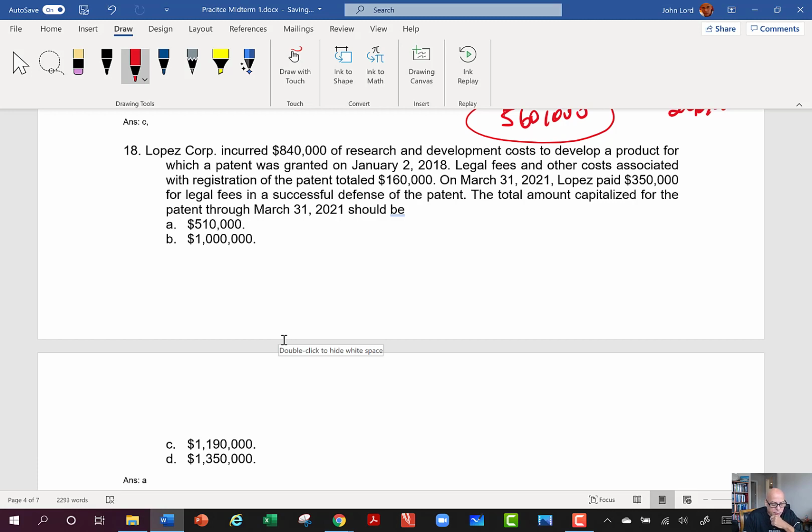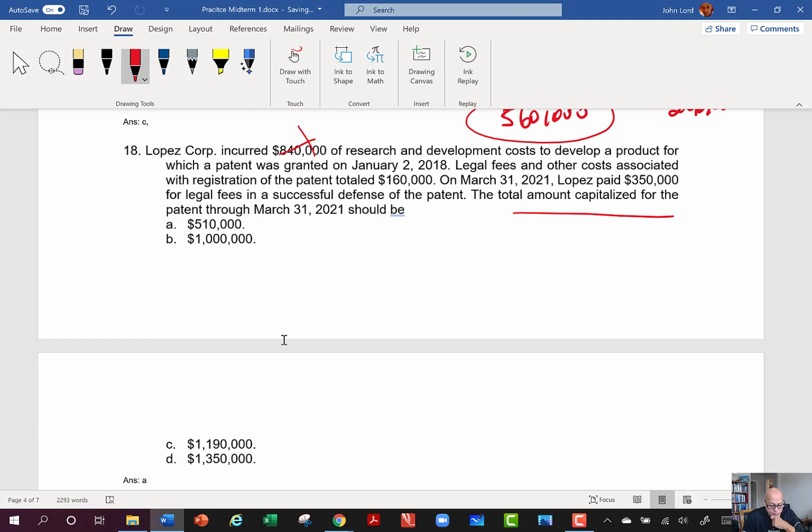Come over, and we've got this Lopez Corporation, and Lopez Corporation incurred $840,000 of research and development costs to develop a product for which a patent was granted. And I started saying, how much should be capitalized for the patent? Don't you dare. The amount that you spend to develop the patent is a research and development expense, right?